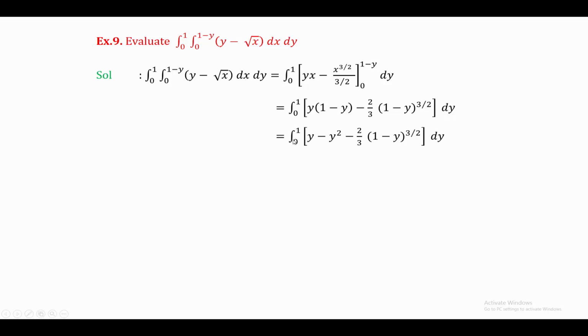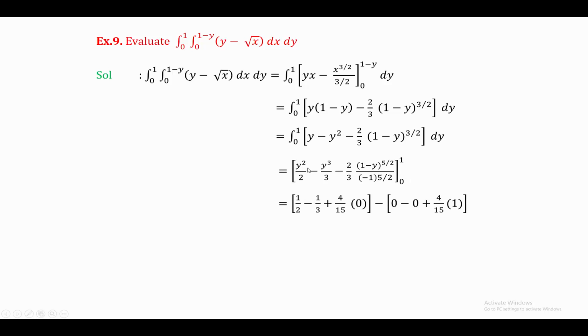Equal to we get integration limit 0 to 1. Now open this bracket: y into 1 is y, minus y into y is y square, minus 2 by 3, 1 minus y raised to 3 by 2 dy. Now integrate this with respect to y. First term, integration of y is y square by 2, minus integration of y square is y cube by 3, minus 2 by 3 times integration of 1 minus y raised to 3 by 2, which is 1 minus y raised to 3 by 2 plus 1, that is 5 by 2, upon 5 by 2. Also divide by the coefficient of y, which is minus 1, and y varies from 0 to 1.